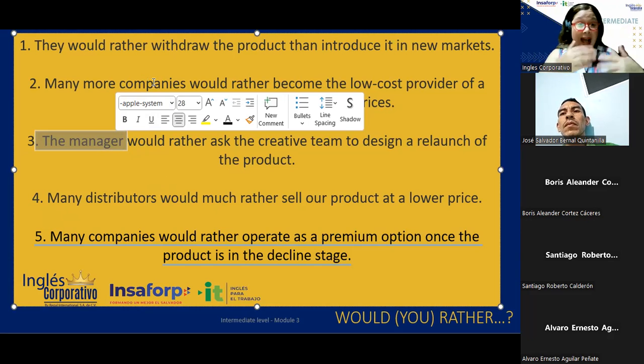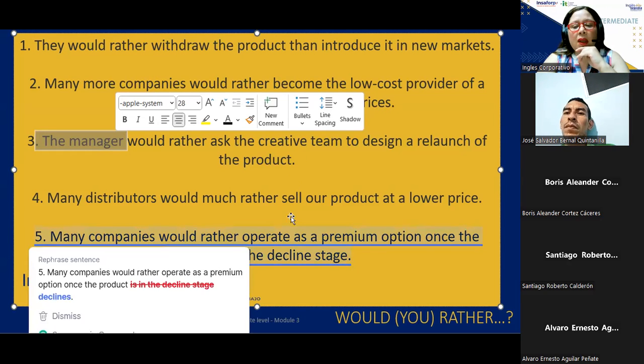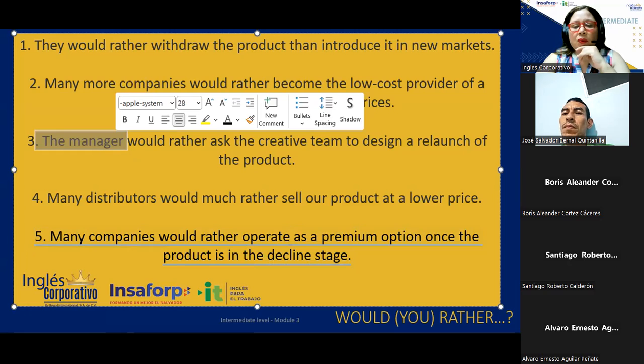Many more companies, they are adding, but it's not affecting the action. In this case, it's affecting the action. Over there, it is affecting the subject, the quantifier. All right. So many distributors would much rather sell our product at a lower price. Many distributors will be the subject, a plural subject. It doesn't affect the verb, because would rather would affect the verb. So here we've got the other.